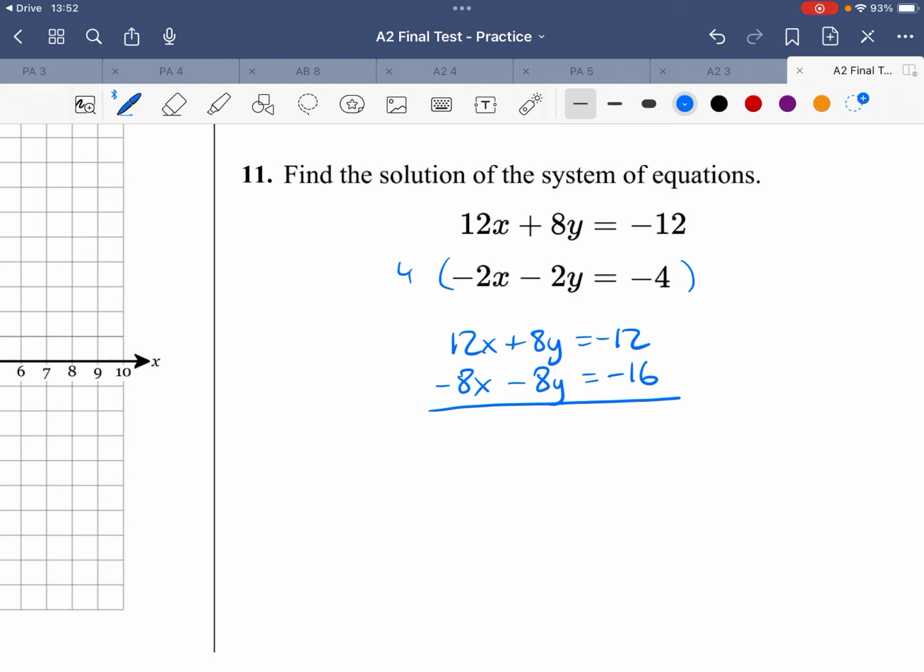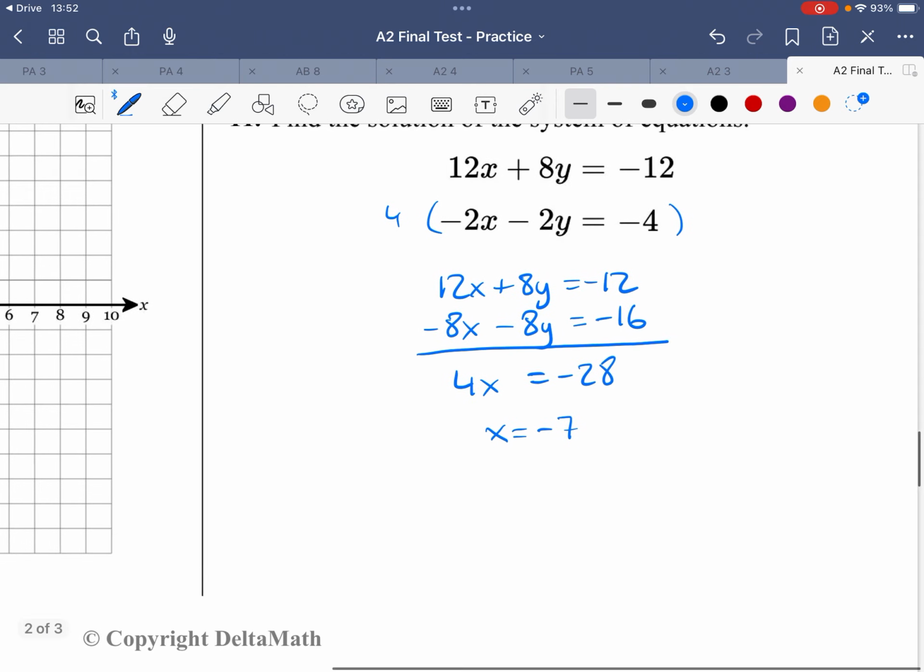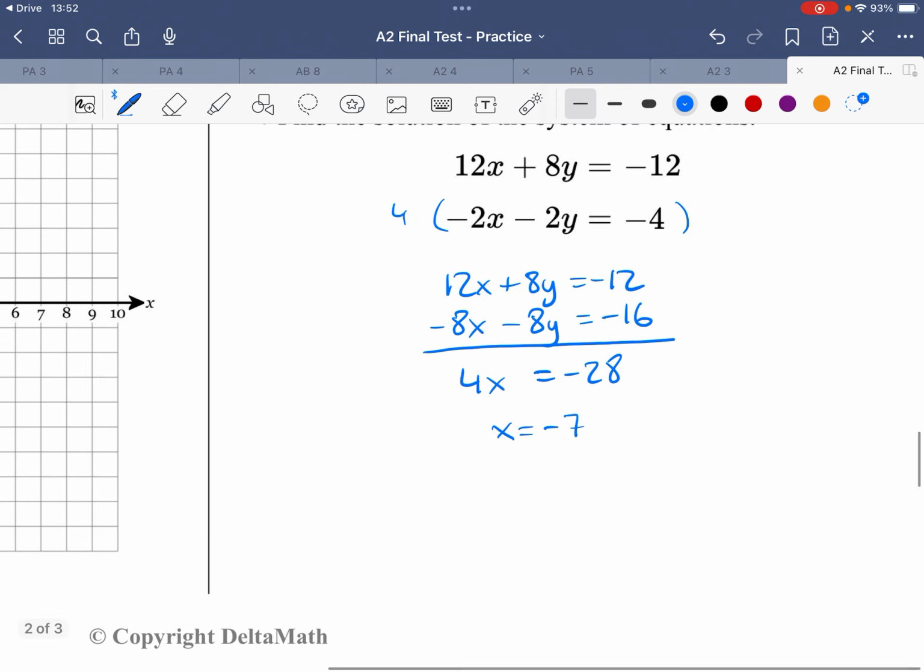Now I'm going to add like terms. 12x minus 8x is 4x. 8y minus 8y is 0. That's what we wanted. That's why it's called elimination. We eliminate one variable. And then negative 28. And when I divide both sides by 4, I get x equals negative 7.